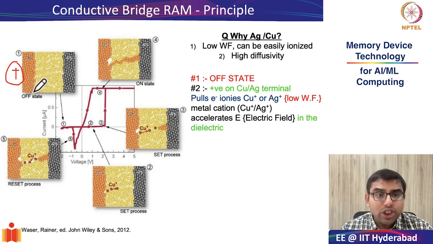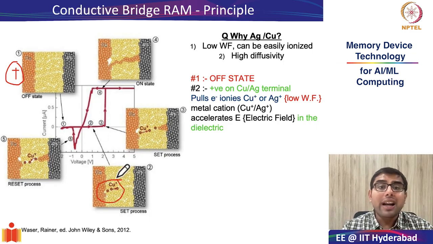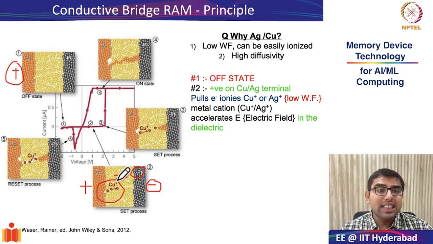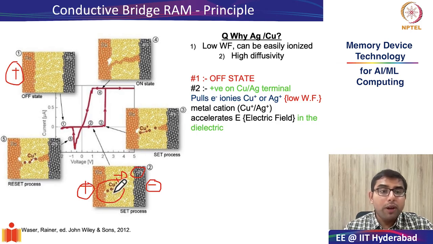Not only that, as you can see in the second figure, these ionized copper cations, by virtue of being easily diffusible through this solid electrolyte, start drifting towards the platinum electrode, because the platinum electrode is at a negative potential. So these copper ions, which have got ionized because of the presence of this positive terminal, now start getting repelled from this positive terminal and start moving towards this negative terminal.